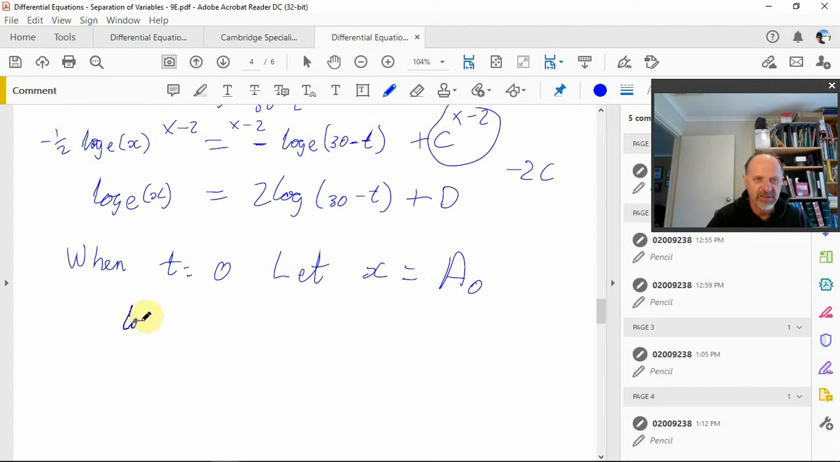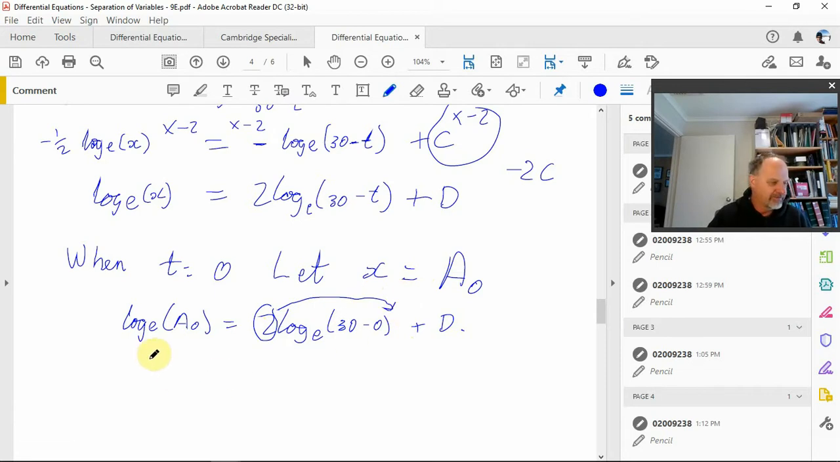And so when we do that, we go log to the base e. This is going to help us later when we get to part C. If we just say the amount at the start is A0, that's how much we started with, then log to the base e of A0 would be equal to 2 log to the base e of 30 minus 0, plus D. The 2 can come up there, so I've got log to the base e of A0 equals log to the base e of 30 squared plus D. 30 squared, of course, is 900.